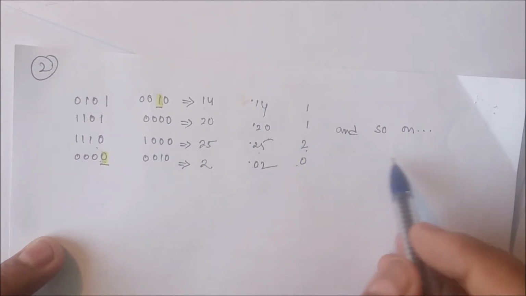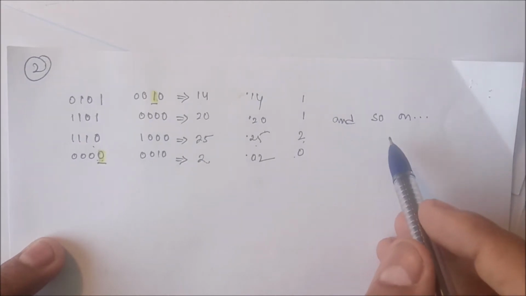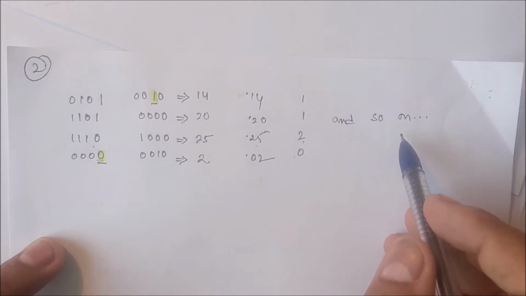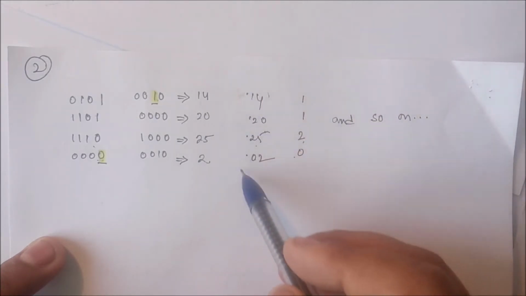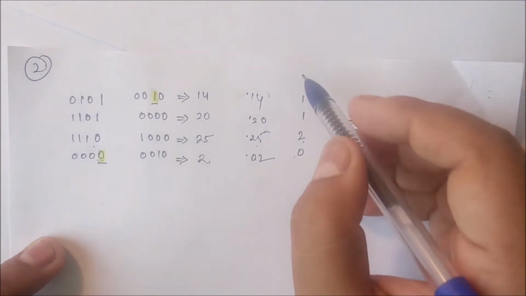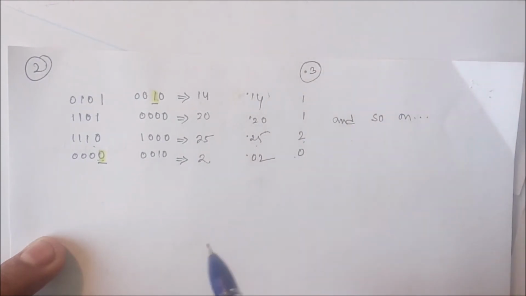Okay, so we can continue this process till say x number of iterations, or we may check this particular fitness value. Say you have selected that if it is more than 3, then stop the process.